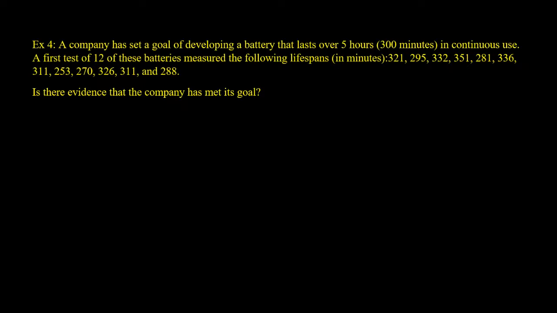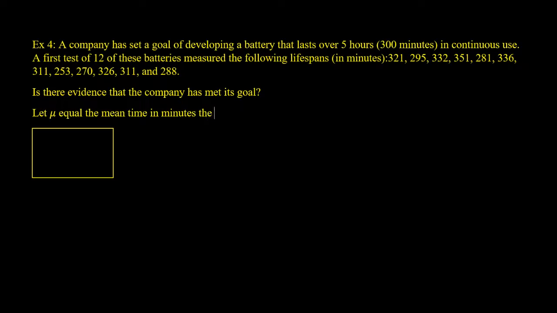So we want evidence. Again, we're going to do a hypothesis test. As before, I have all the data in a calculator document, so you can go ahead and put it right in there. Let's start by defining our variable here. So let mu, which is our population mean, equal the mean time in minutes that batteries last. We haven't done this previously, but I want to start getting in the habit of defining the variables. It will make things easier in the future.